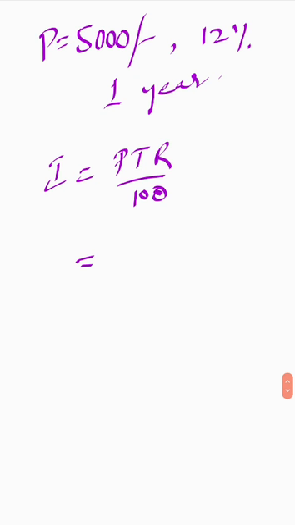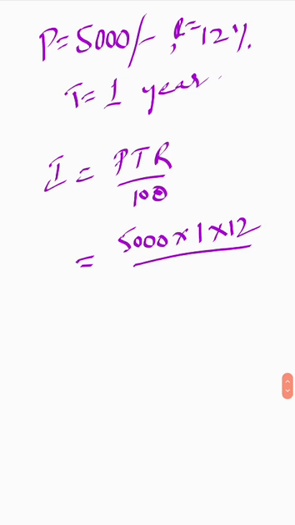And what is the rate of interest? R equal to 12%. A percentage given means that is the rate of interest. And the time period is 1 year. So all three things we know. Simply we have to substitute the values: 5,000 into time period 1 year, and rate of interest 12% divided by 100. By simplifying this we'll get the answer.